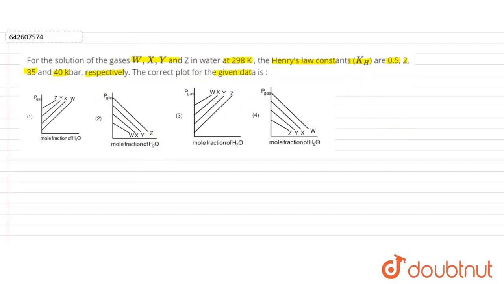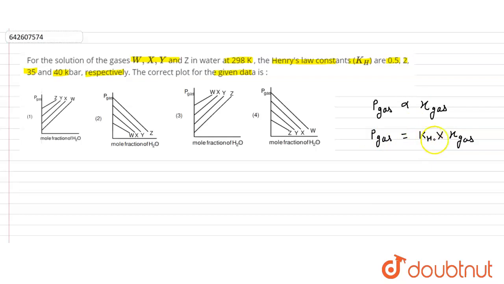So we have been given the data of Henry law constant. What do you mean by Henry law? Henry law says that the partial pressure of the gas is directly proportional to the mole fraction of the gas. If you remove the proportionality sign, the partial pressure of the gas equals KH, the Henry constant, multiplied by the mole fraction of the gas. So this is Henry law. Now you can see the partial pressure is directly proportional to the Henry law constant, that is KH.